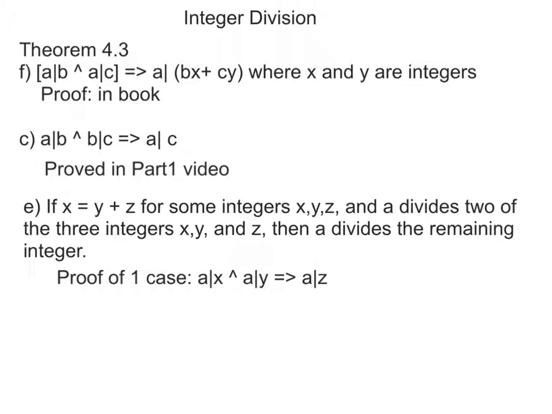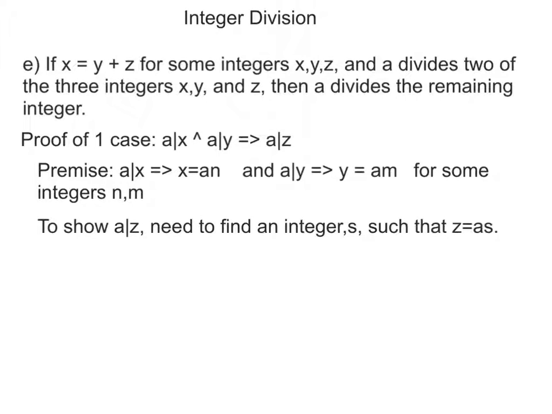We are going to look at the case where a divides x and a divides y. So a divides x over here and a divides y over here. The case of a divides x and a divides z is totally analogous. The case where a divides y and z I will leave to you. I start by looking at my givens that a divides x and a divides y. Well, if a divides x, that implies x is equal to a times n for some integer n. And if a divides y, then that implies y equals a times m for some integer m.